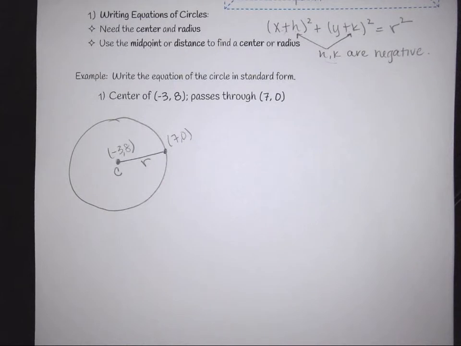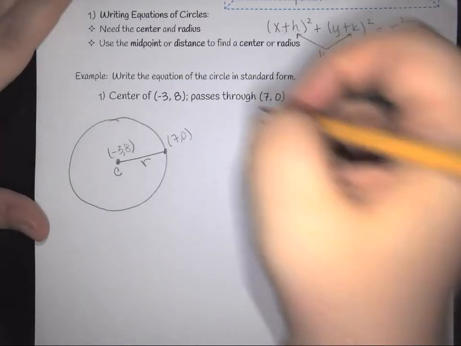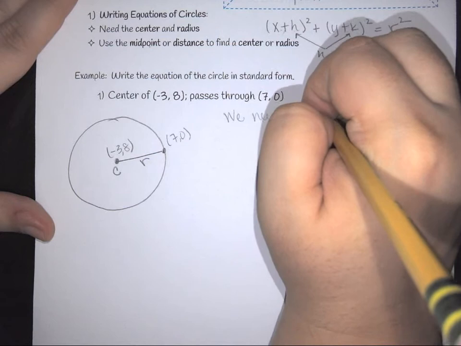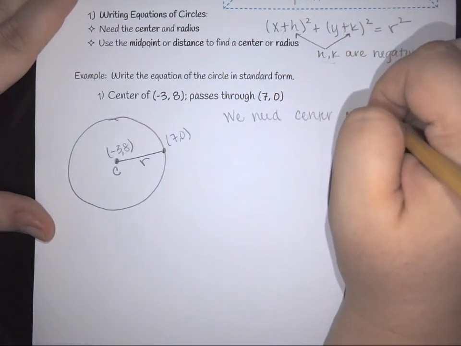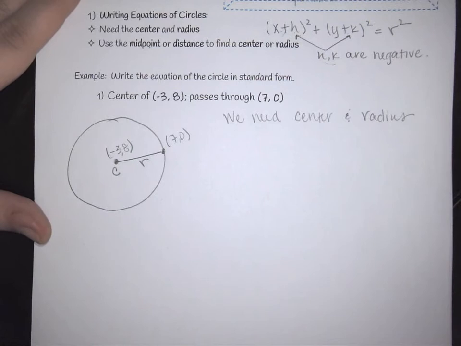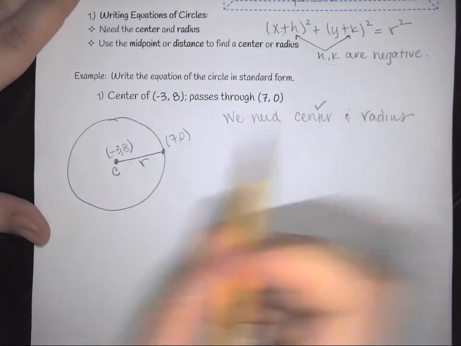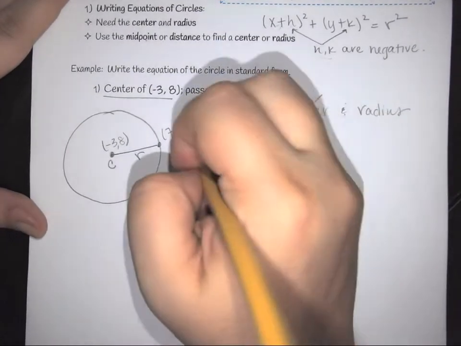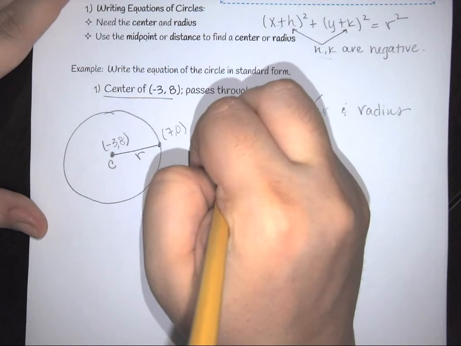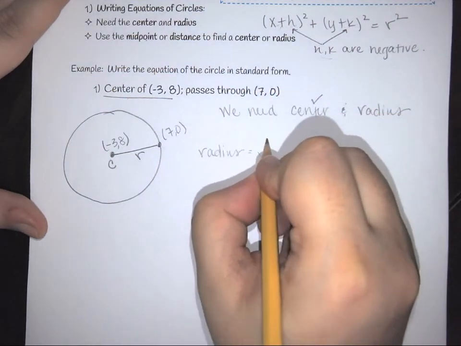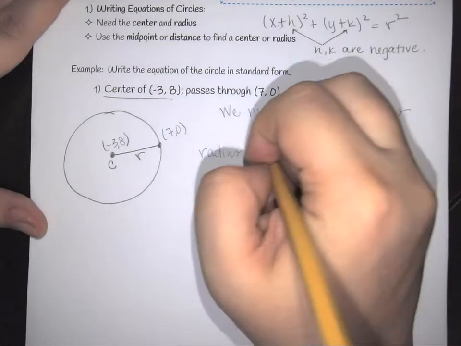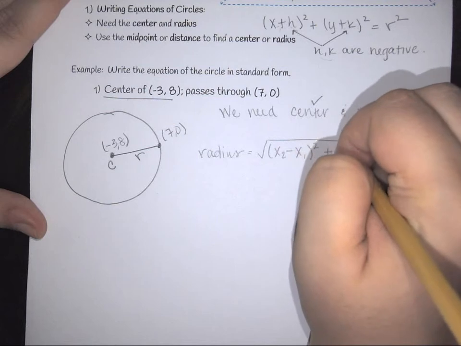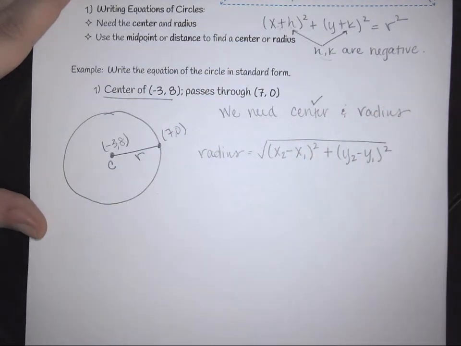I already have half of it. In order to write the equation of a circle, we need a center and a radius. Now if we think about it, we already have the center because we're told the center's at negative 3, 8. What we need is the radius. To find the radius, I need to take the distance between my points: the square root of x2 minus x1 squared plus y2 minus y1 squared.